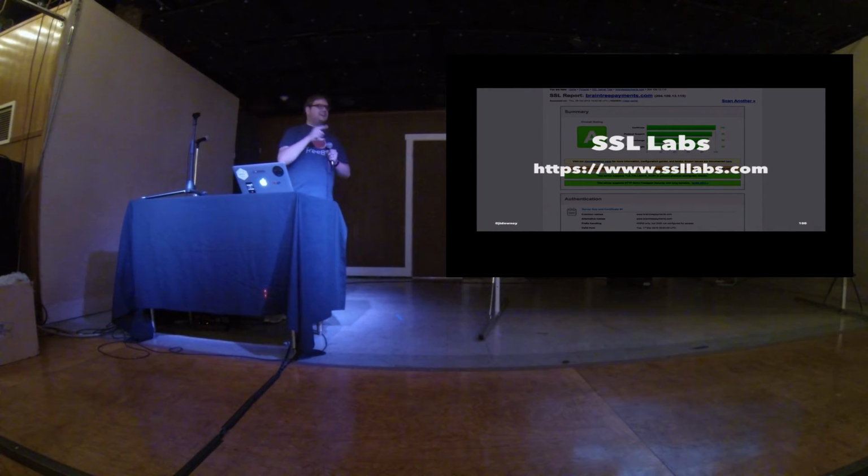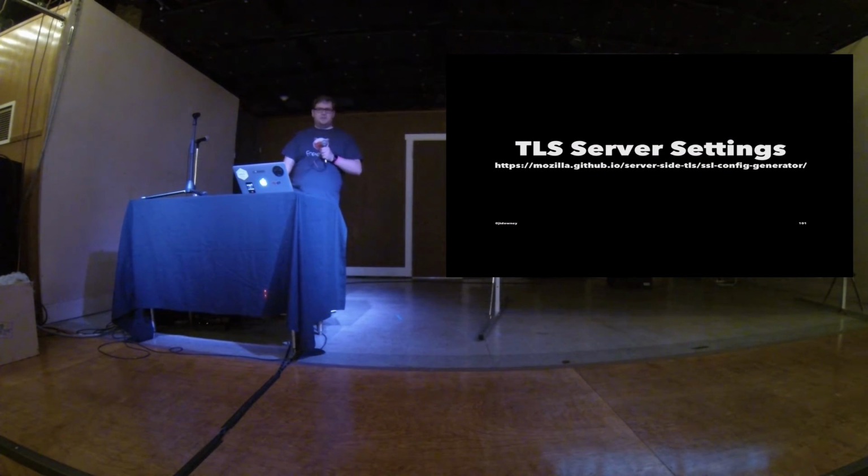If you haven't already, use SSL Labs to run it against your servers. It's an incredible tool. It will give you a very good overview of what you're doing well, what you're not doing well, and then links to how you can improve it. If you're totally lost for where to start, Mozilla has released a tool on GitHub called the TLS Server Settings, where you basically say, I'm using Nginx, I'm using OpenSSL here, and it spits out configuration for you to copy onto your server.